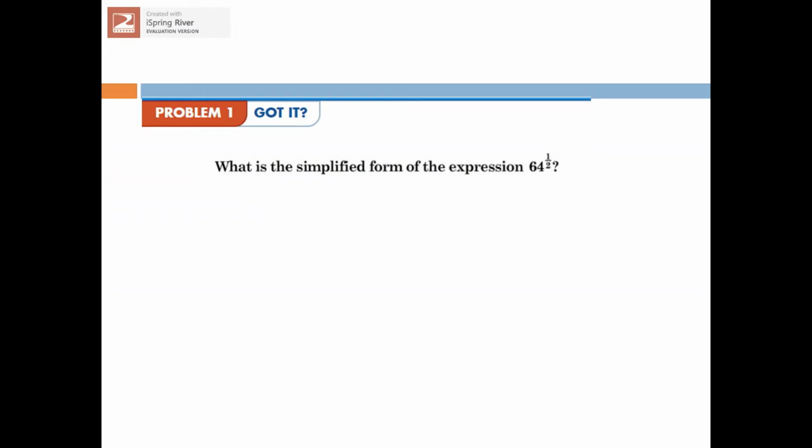Up. What is your answer? Okay. The answer is 64 raised to 1 over 2. That is equal to square root of 64. We need to rewrite this rational exponent as radicals. Now, what is square root of 64? The square root of 64 is 8. Very good.